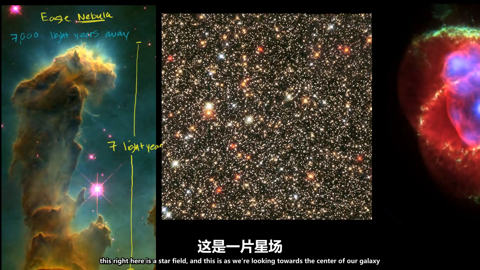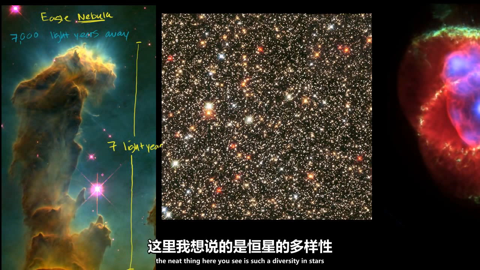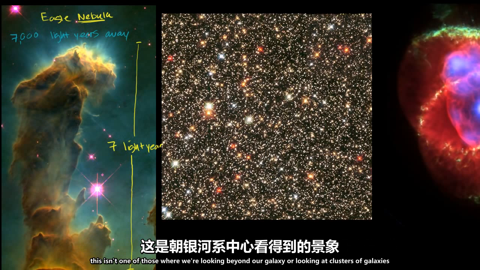This right here is a star field, as we're looking towards the center of our galaxy, the Milky Way. So this is the Sagittarius star field. The neat thing here is you just see such a diversity in stars. And this is also kind of mind-numbing because every one of these stars is inside of our galaxy. This is looking towards the center of our galaxy. We're not looking beyond our galaxy or at clusters of galaxies.